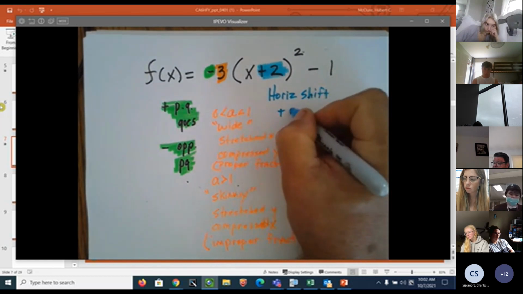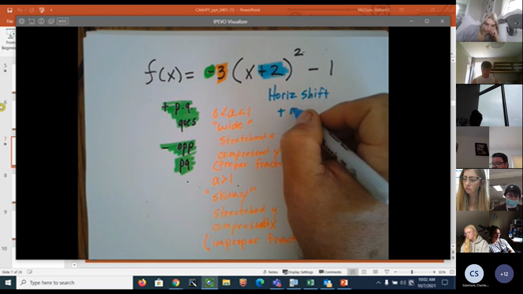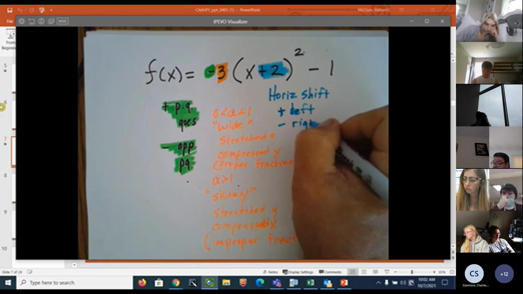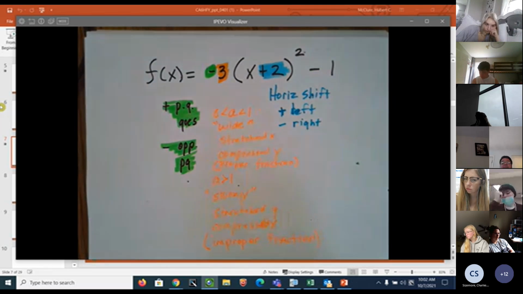If it's positive, it's to the right. Negative, I'm sorry. If it's positive, it's to the left. If it's negative, it's to the right. This is about the only time that you're going to see positive mean left and negative mean right.